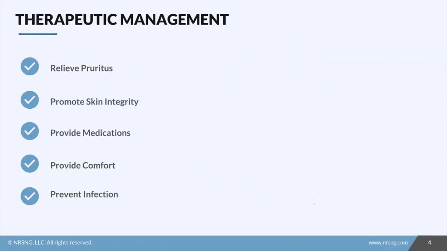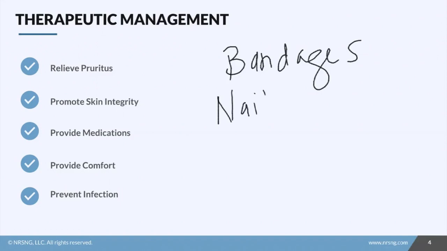The next thing we're going to be focusing on is promoting skin integrity. And again, I said the first step in that is relieving the itching. The second things that we're going to be doing for that are we may be using bandages if the skin's broken and needs to be protected. And we're also going to keep the child's nails very short. Okay, and this is going to prevent the skin from breaking down if they are itching and need to scratch.